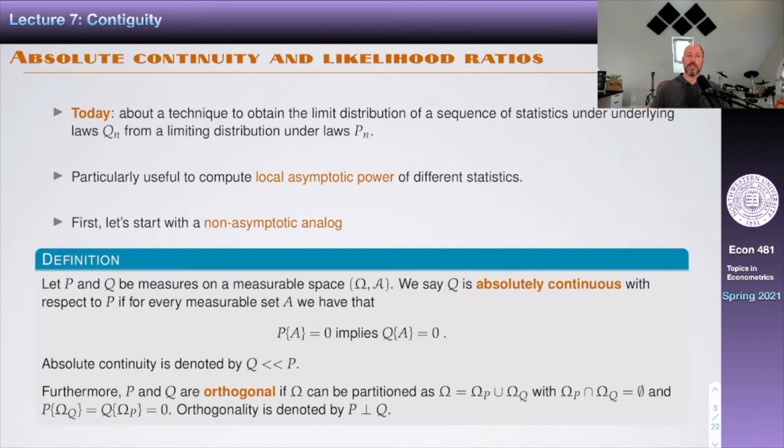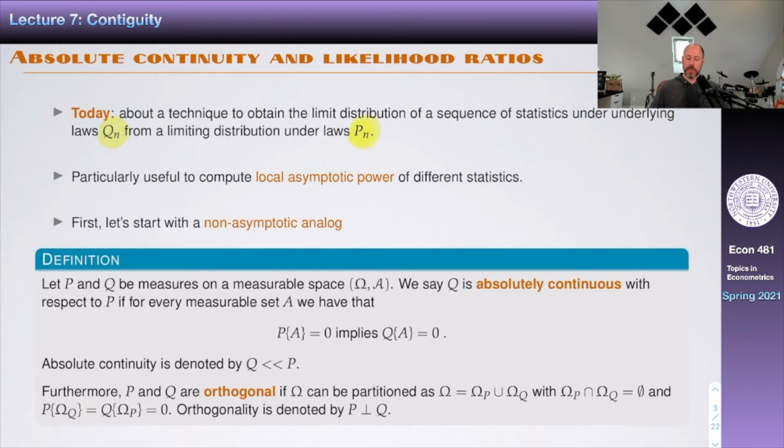But the idea is that there are two sequences of distributions. One that I'm going to say is easy, which is going to be Pn, and another one that is going to be complicated, which is Qn. In the context of testing, Pn is going to be the null hypothesis, where we know that it's easy to derive typically the limit distribution and so on, and Qn are going to be some type of alternative sequences. But in other contexts, they could play different roles.